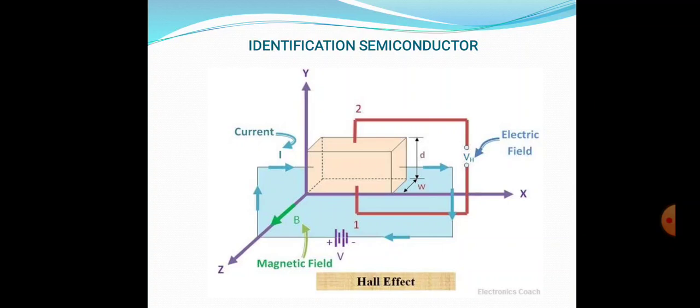In the case of the p-type semiconductor, all the holes will make a downward transition. So the bottom of the slab will have positive potential and the top of the slab will have negative potential. In this way, we can easily identify whether the given semiconductor belongs to the n-type or p-type.